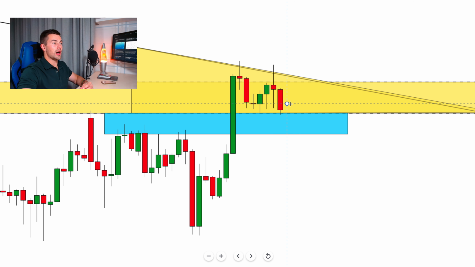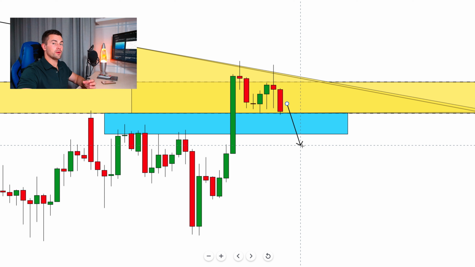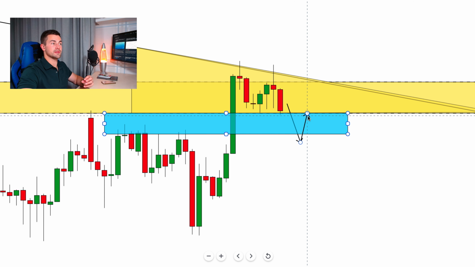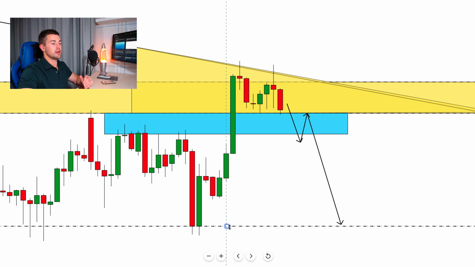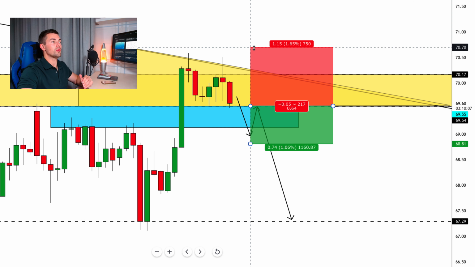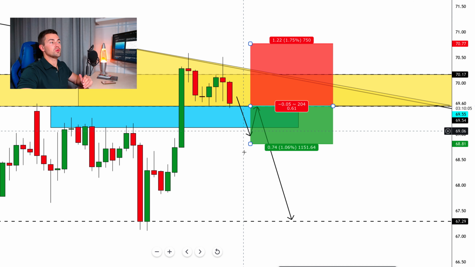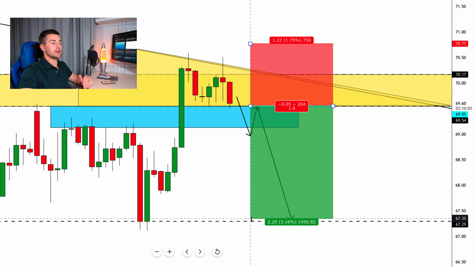So I will look for its violation, for a candle close below, and then I will sell on a retest. Yes, I will sell the retest of the neckline, and I will expect a bearish continuation all the way down to the closest strong structure support, and it is lying right here. So let's measure our potential risk to reward for that trade. With our stop lying above the tops, here's what we can get with this trade.